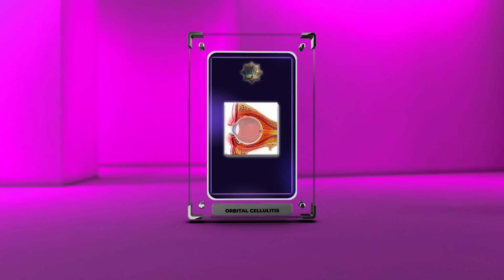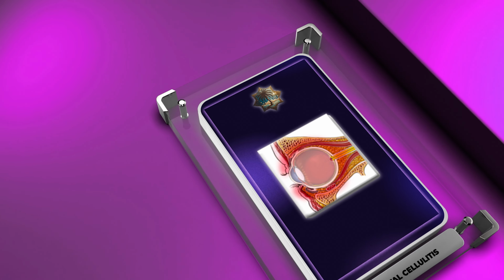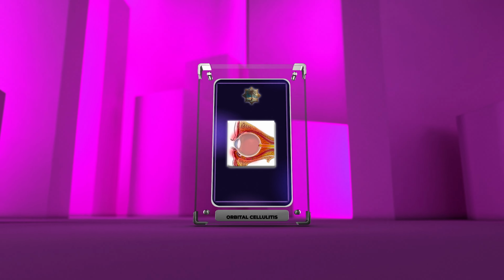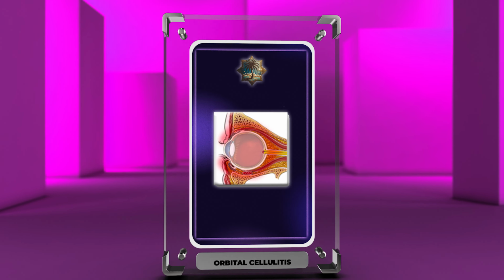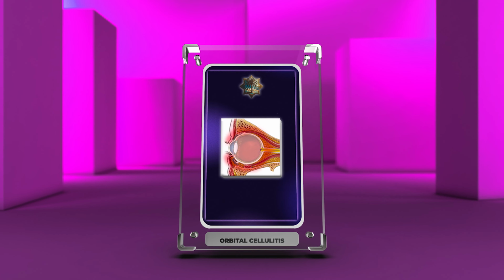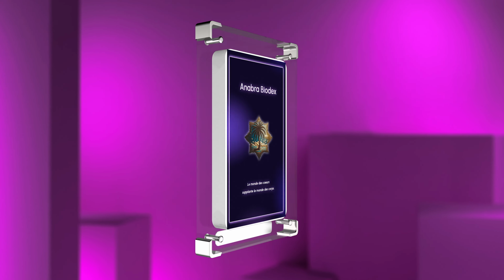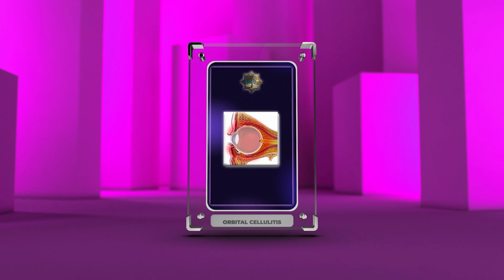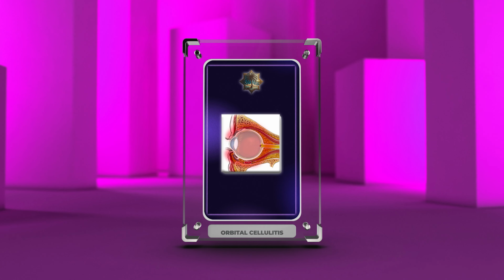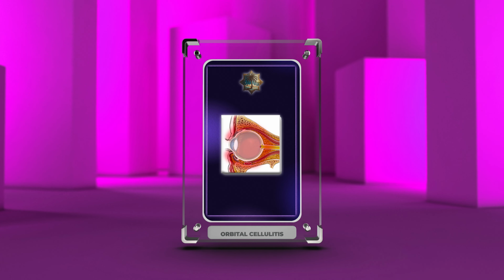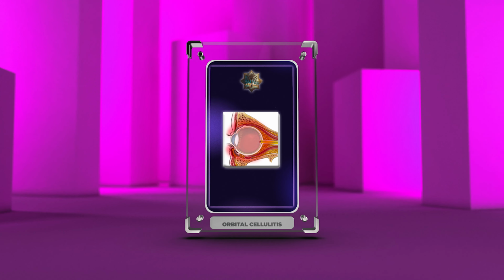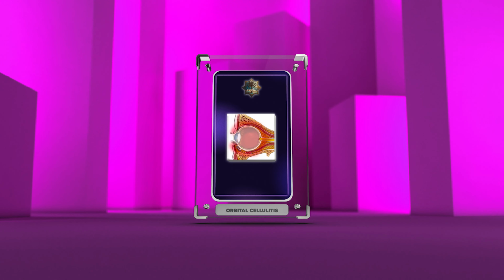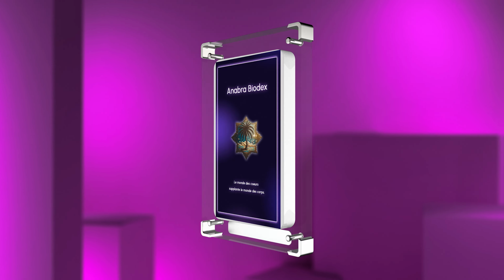Introduction. Welcome to today's lesson on orbital cellulitis. In this session, we will explore the various aspects of this infection, including its causes, anatomy of the orbit, microbiology, pathophysiology, clinical presentation, differential diagnosis, diagnostic workup, medical management, complications, periorbital versus orbital cellulitis, imaging modalities, and surgical interventions. By the end of this lecture, you will have a comprehensive understanding of orbital cellulitis and its management.